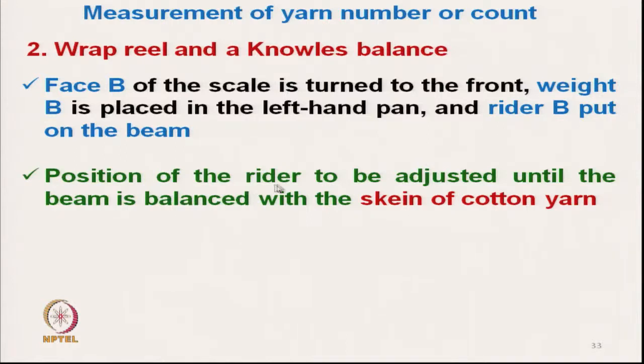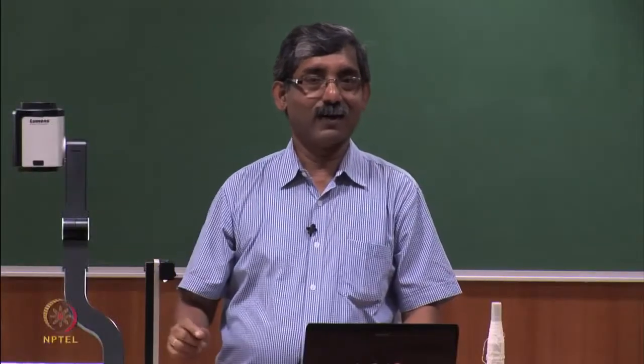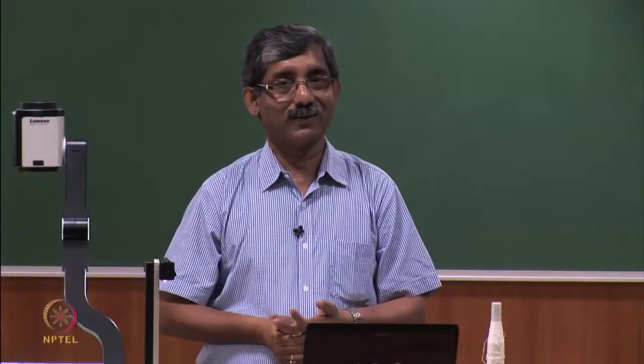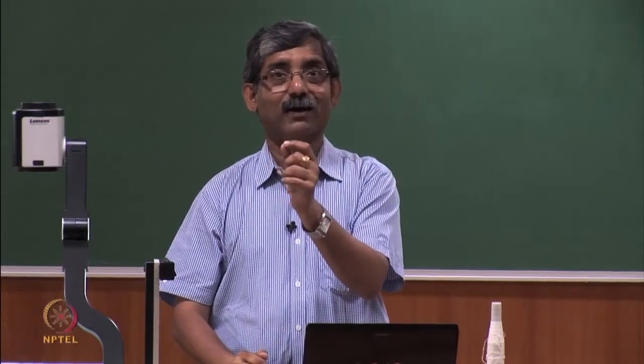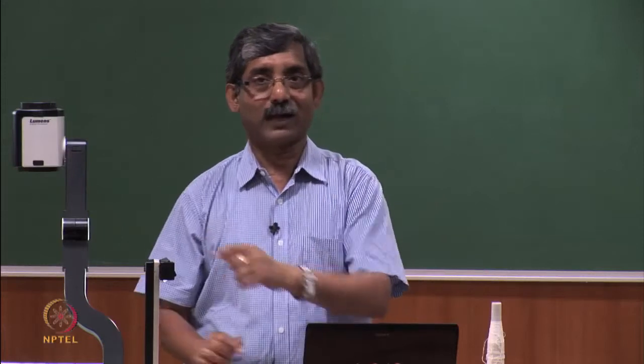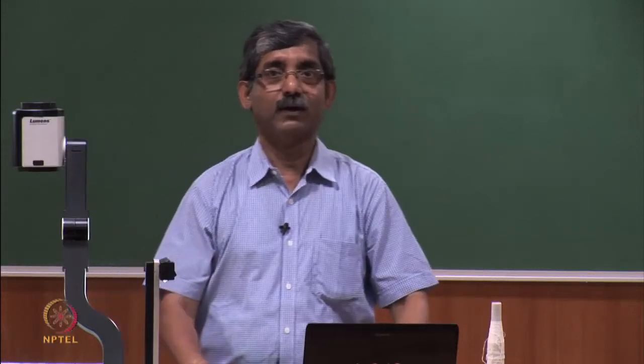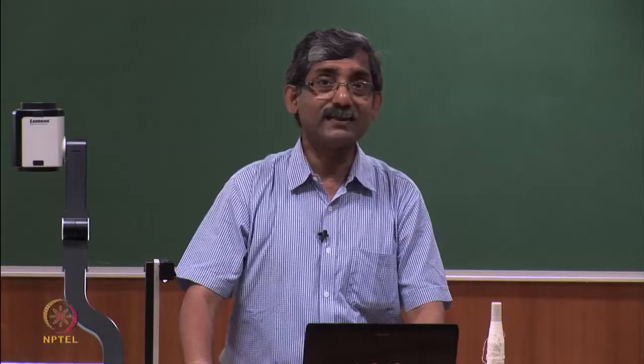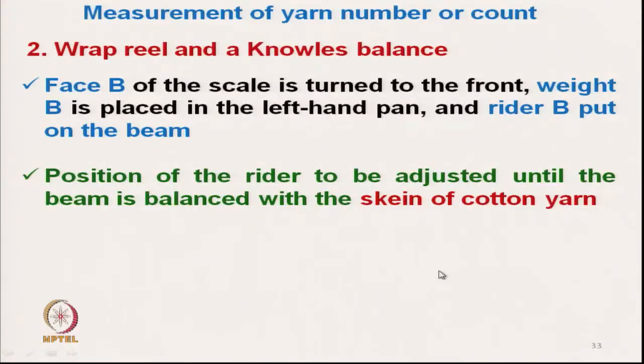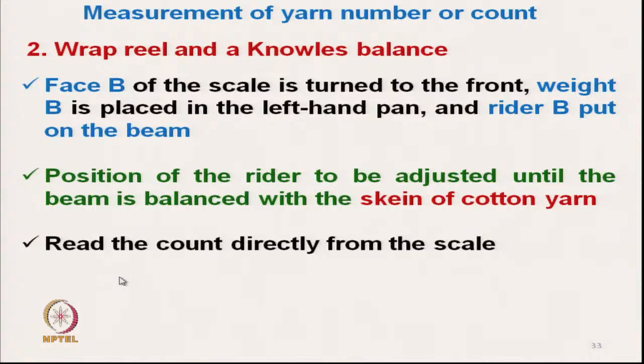Now, the position of the rider is to be adjusted until the beam is balanced with the skein of cotton yarn. The cotton yarn is put on the right side and it will be a little bit unbalanced. If it is unbalanced, we have to shift the rider either to the left side or the right side to balance, and then we can read the yarn count directly from the scale.